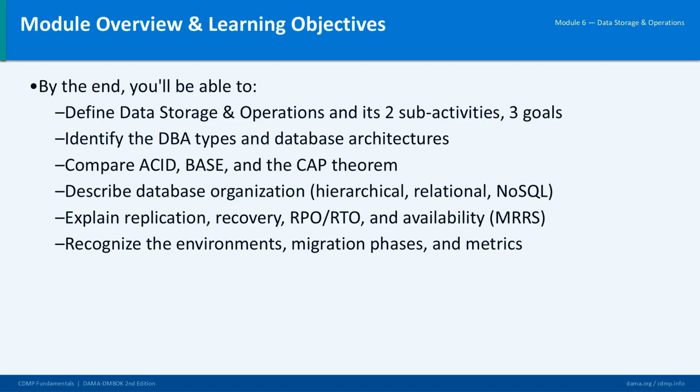Here's our plan for this module. You'll define data storage and operations, including its two sub-activities and three goals. You'll identify the different DBA types and database architectures. You'll compare ACID, BASE, and the CAP theorem, which together are the most testable part of this chapter. You'll describe how databases are organized: hierarchical, relational, and NoSQL. You'll explain replication, recovery, and the key metrics RPO and RTO, as well as the availability factors. And you'll recognize the database environments, the data migration phases, and the governance metrics. Let's start with the basics.